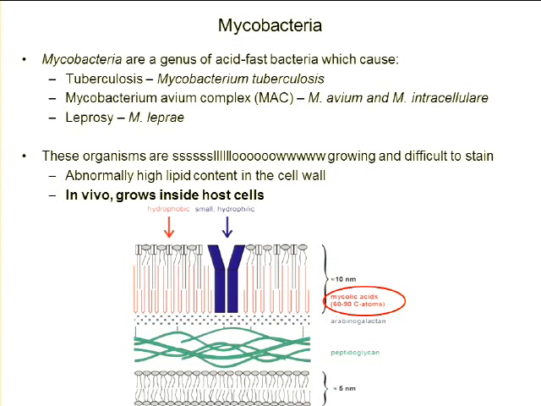Mycobacterium tuberculosis is the specific mycobacterial species that causes tuberculosis. There are three other species. Mycobacterium avium complex, MAC, is one that we talked about, and this includes the two species shown here, avium and intracellulare. So the complex is caused by these two. We'll talk about this in a second. And then Mycobacterium leprae causes leprosy. These all belong to the genus Mycobacterium.